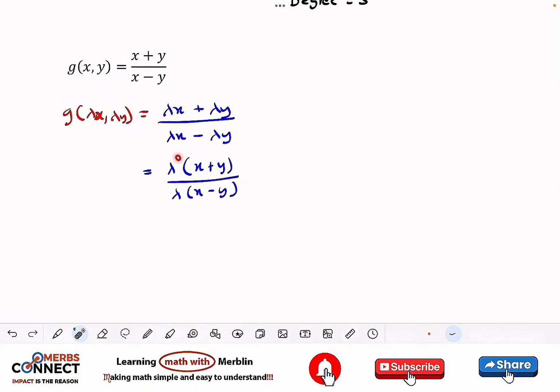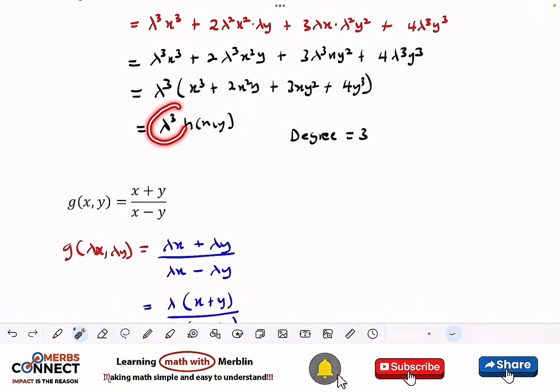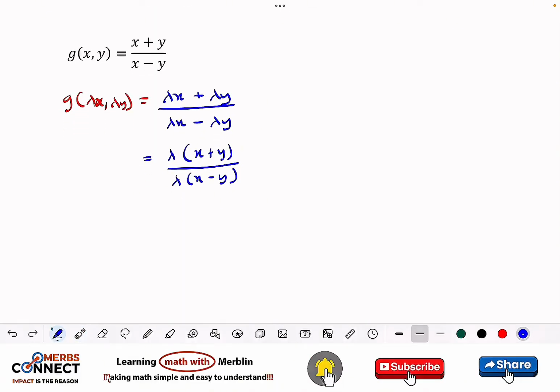Now we can cancel this, but because we are talking about how to get a degree, what I can do is use indices and write lambda over lambda as lambda to the power 1 minus 1, because this is to the power 1, and this is also to the power 1. So indices, that's what you're going to have. And this one will be x plus y divided by x minus y. And guess what I'm going to get?